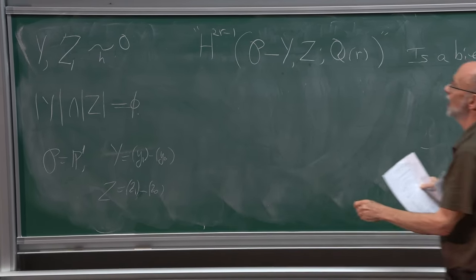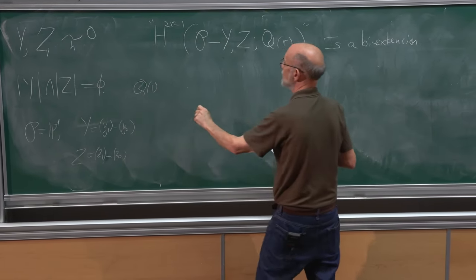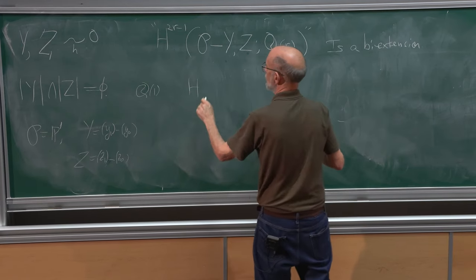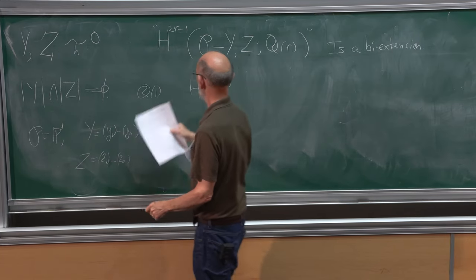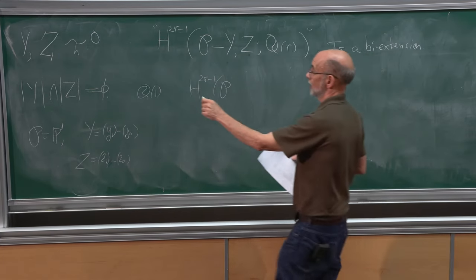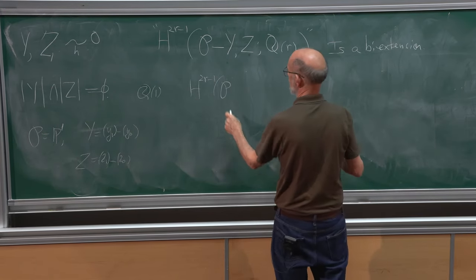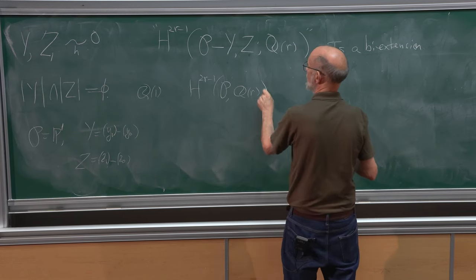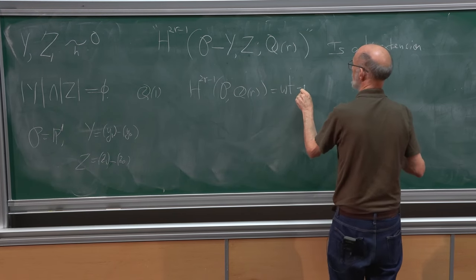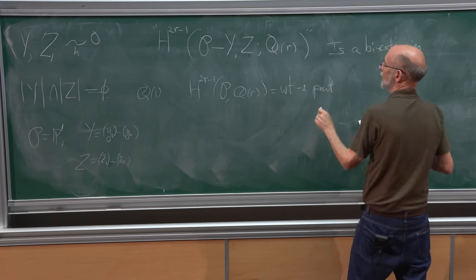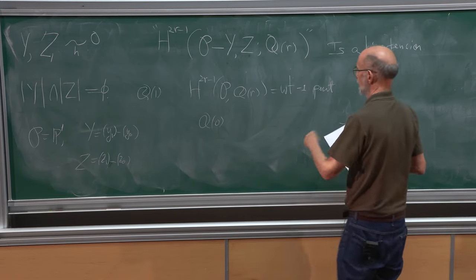That means that I have q of 1 as the smallest piece, and then I have h 2r minus 1 of p, where r is the appropriate number for the codimensions of y and z, 2r minus 1 of p q of r for the weight minus 1 part of this, and I have q 0 for the other part, for the weight 0.